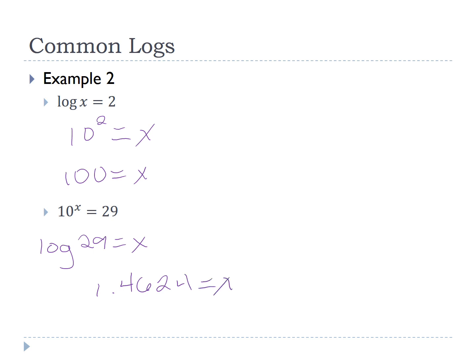And 4 decimal places is enough. We get 1.4624 equals x.